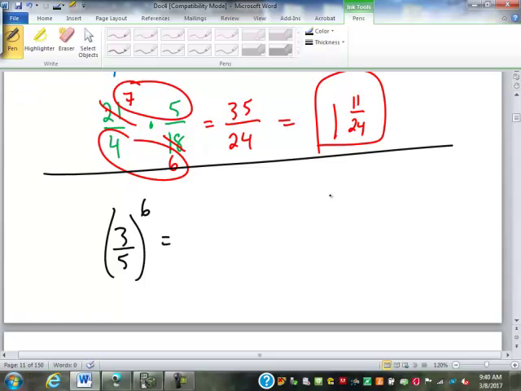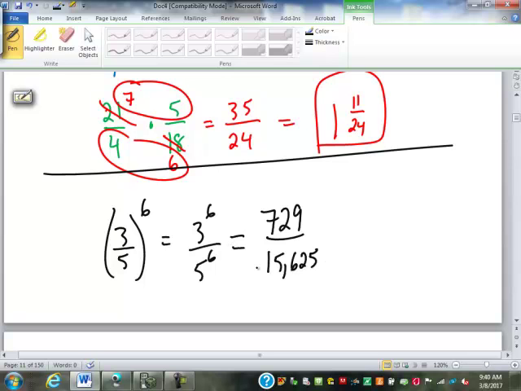What if I have a fraction raised to a power? 3/5 to the power of 6. That's 3 to the power of 6 over 5 to the power of 6. 3 to the power of 6 is 729. Okay. 5 to the power of 6. Perfect. So there it is.